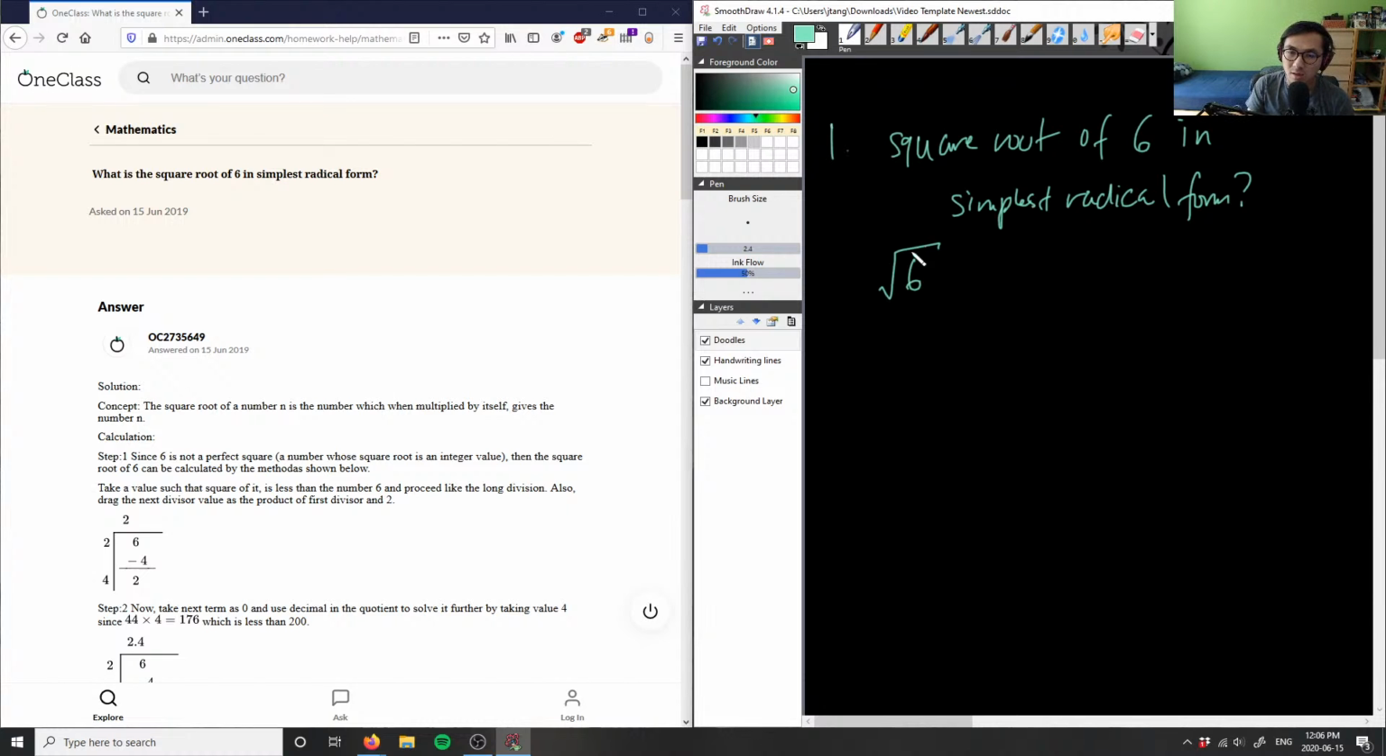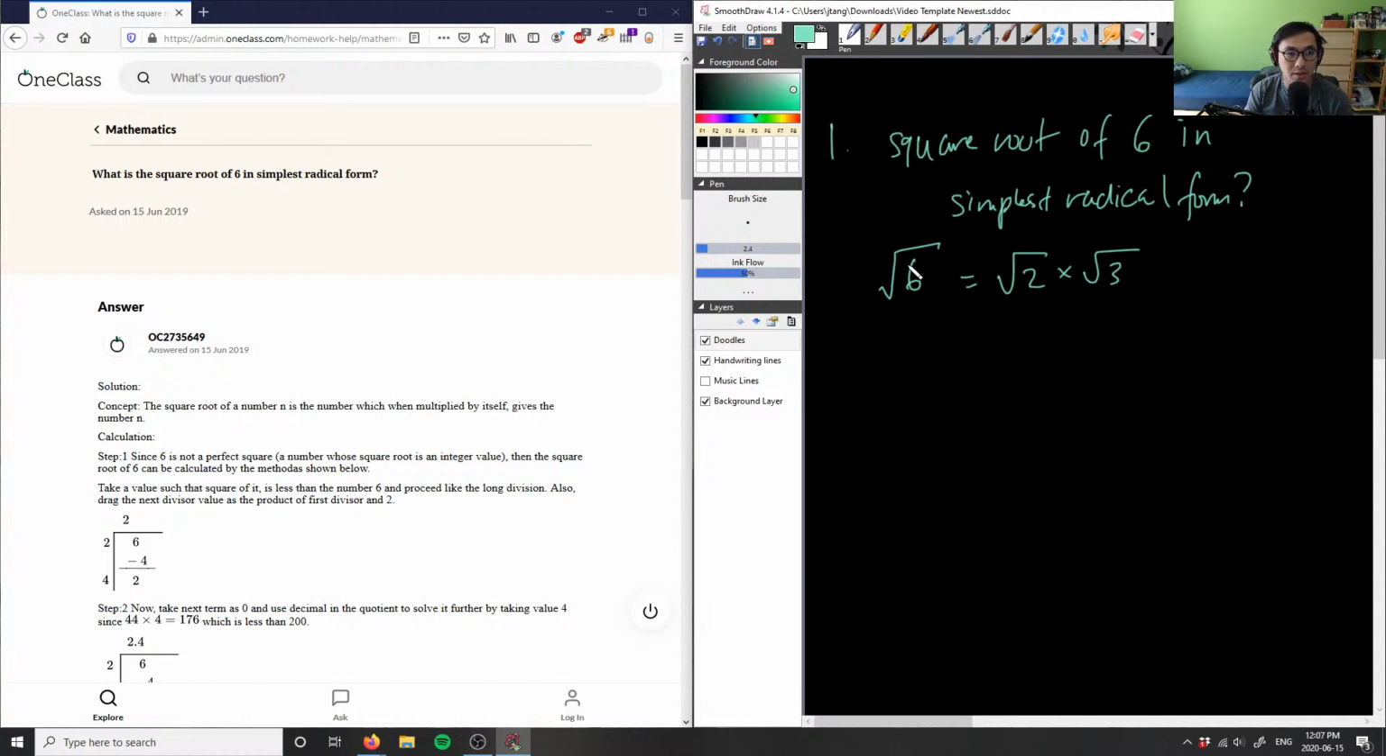Well, in this case, if you take out the factors of 6, we know that 2 goes into 6, and 2 times 3 is going to equal 6, right? So root 6 is actually the simplest radical form of this radical, because we can't find any other factors that are not prime numbers. 2 and 3 are both prime numbers here, so root 6 is definitely the simplest radical form.